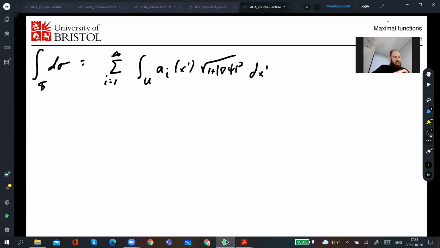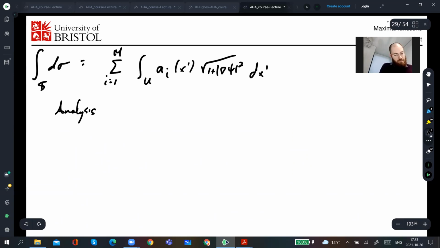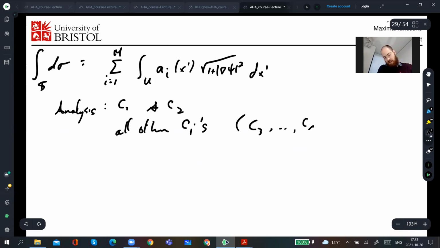Okay, now our analysis breaks into, oop, I had an infinity there. It's just m, sorry. So our analysis is really going to break into 1, 2, and many for the different caps. So C1 and C2, and then all other CIs, which are just C3 up to CM. Let's discuss how to handle those right now, the all other ones.